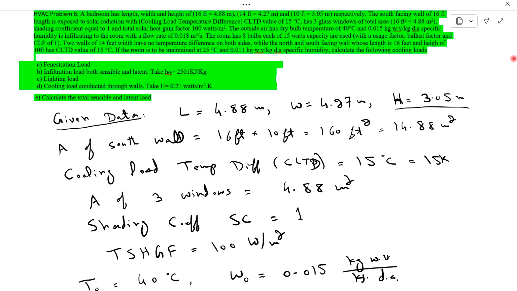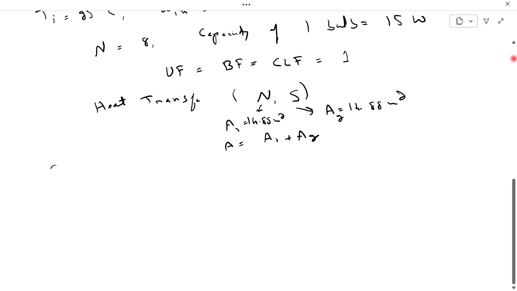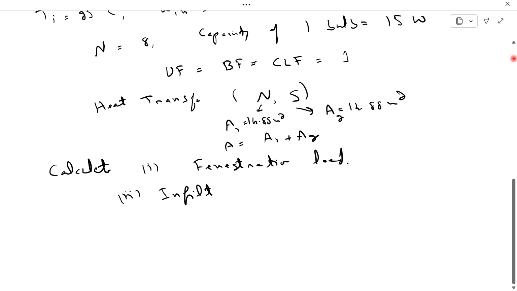If the room is to be maintained at 25, calculate the following loads: fenestration load, infiltration load, both sensible and latent. Number 1, fenestration load, load calculation from windows. Number 2, infiltration load, both sensible plus latent.